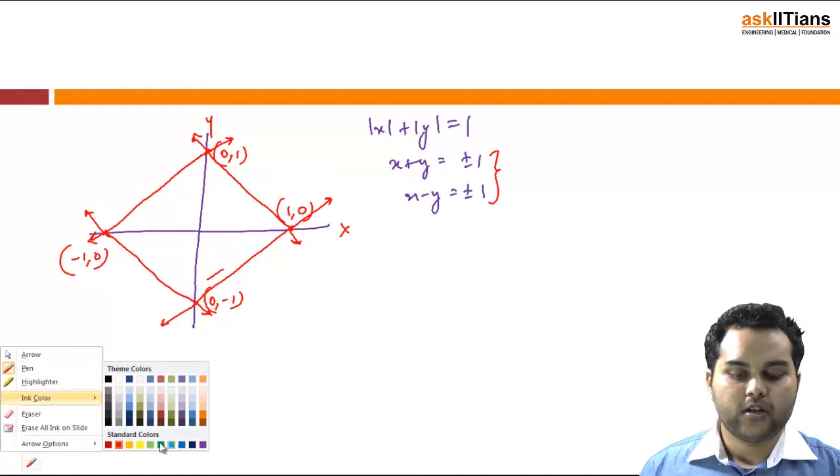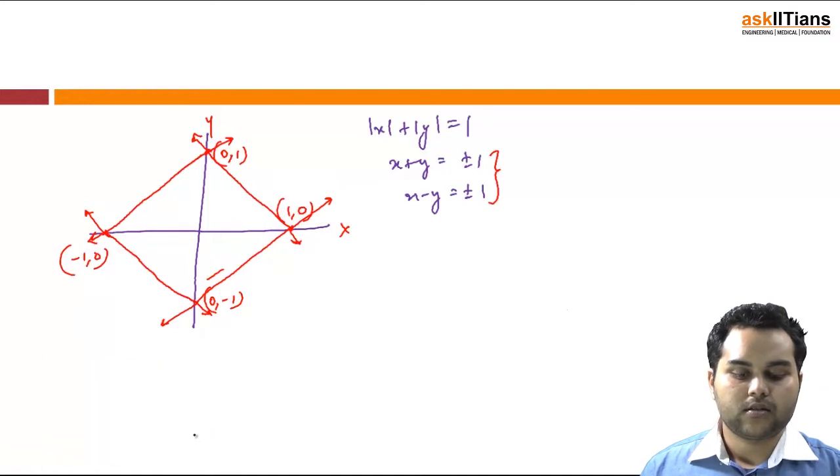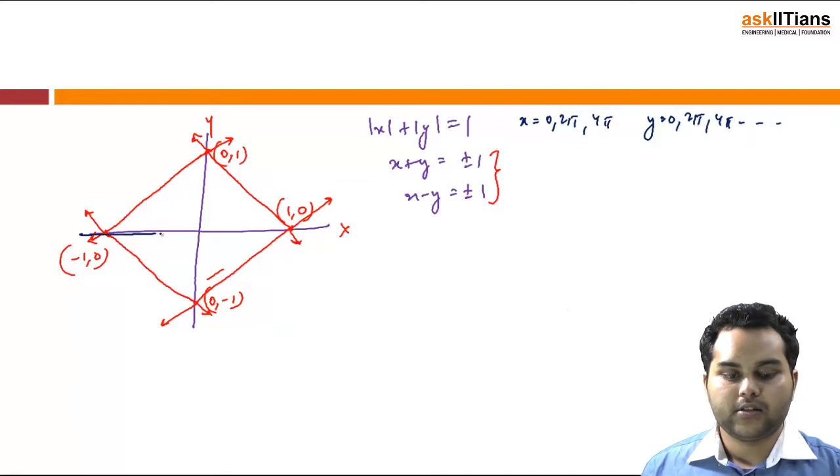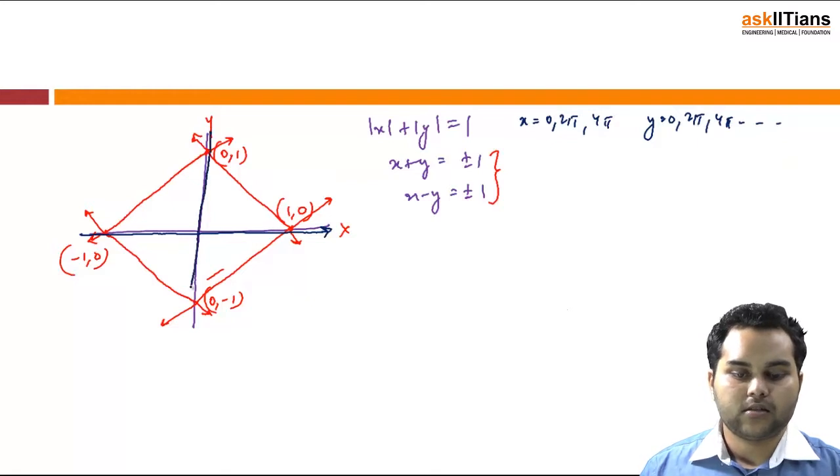Now, from the previous equation that we had, either x was equal to 0, 2 pi, 4 pi and y equal to 0, 2 pi, 4 pi and so on. So that equation is of the x-axis and of the y-axis, which is intersecting these lines at the 4 points, first, second, third and fourth.